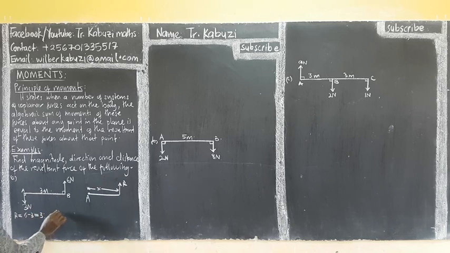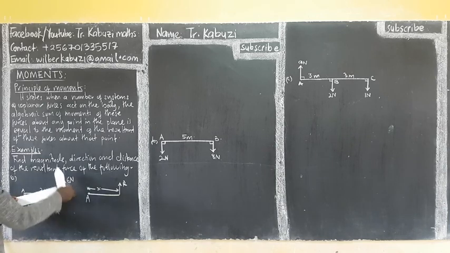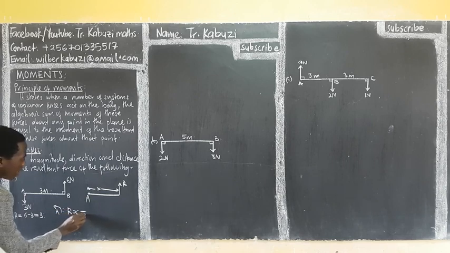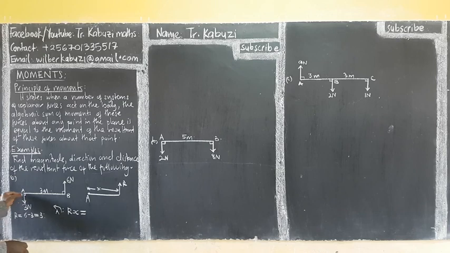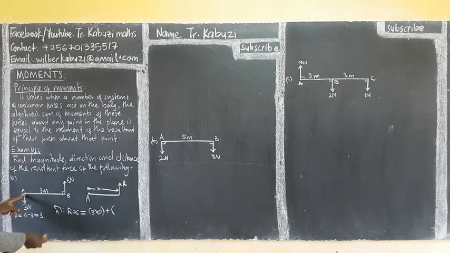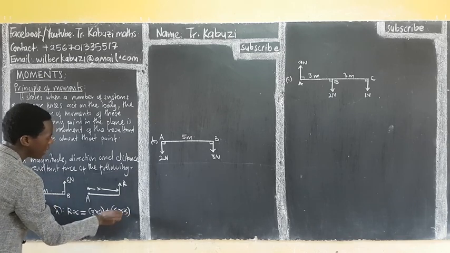Now taking moments about A, this one is going to be anti-clockwise. So about A, I'm going to have R times X equal to the moments of the forces. So this one is going to be 3 times 0, plus, this one is going this side, 6 times the perpendicular distance from this point, which is 3.